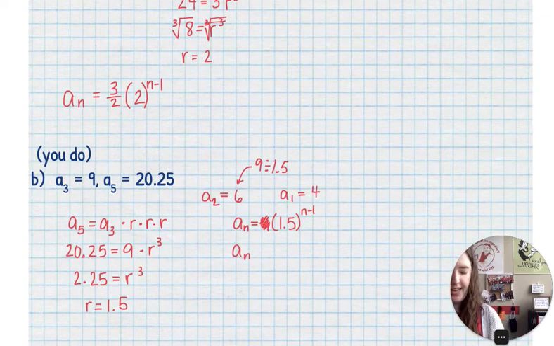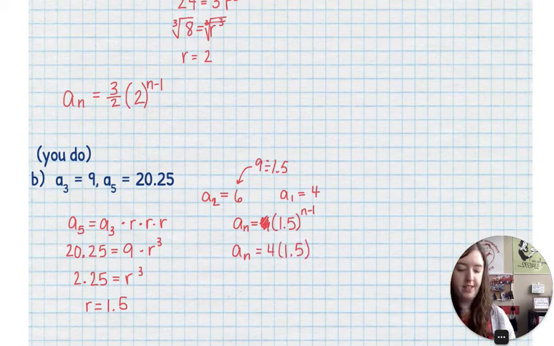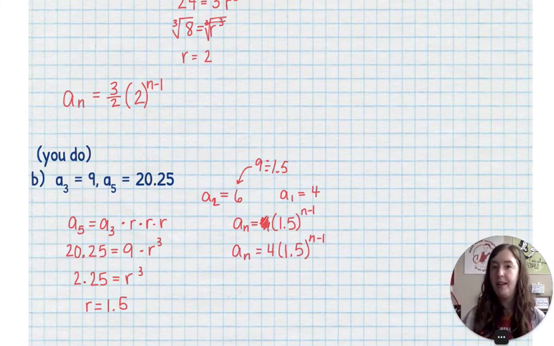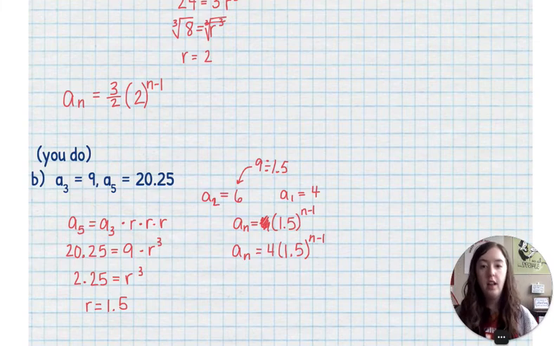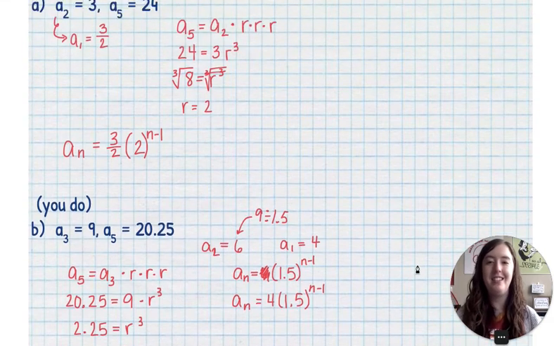So a sub n should equal 4 times 1.5 to the n minus 1. Oh my goodness. 4 times 1.5 to the n minus 1. Good deal. Okay.